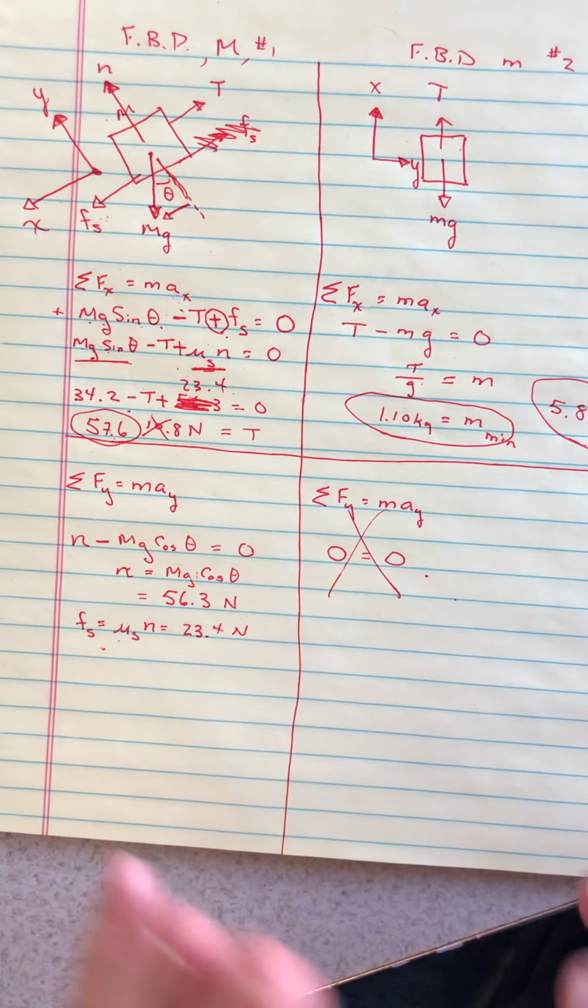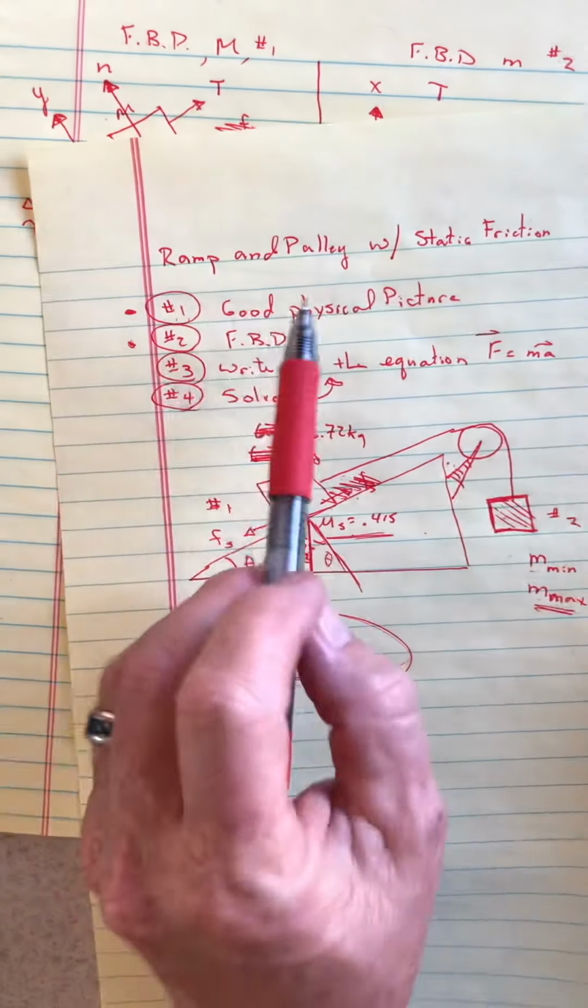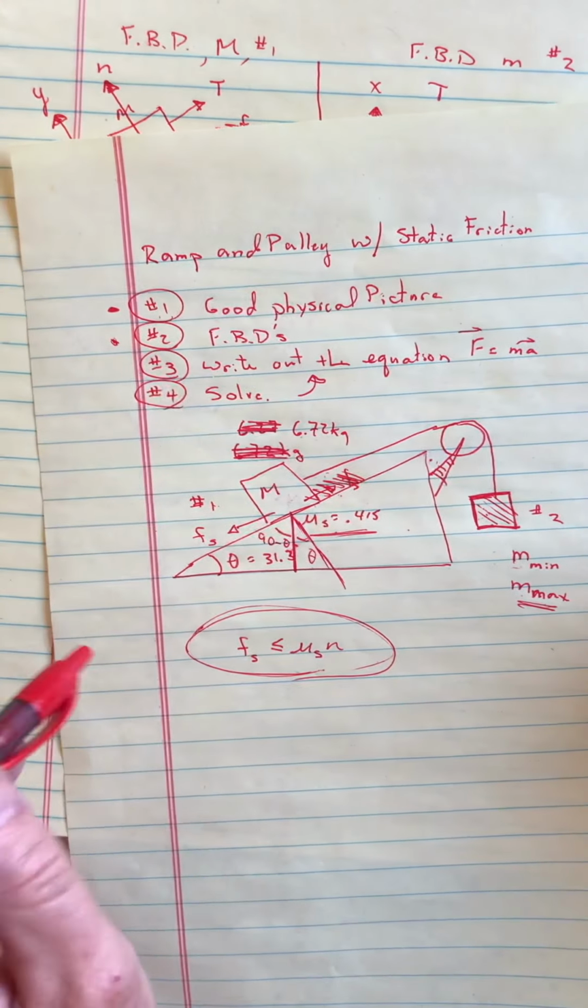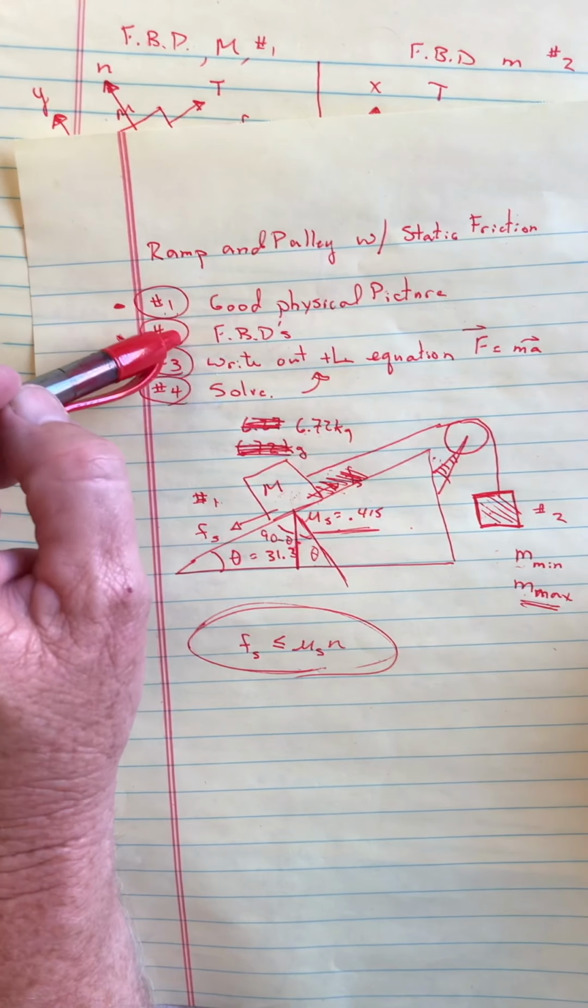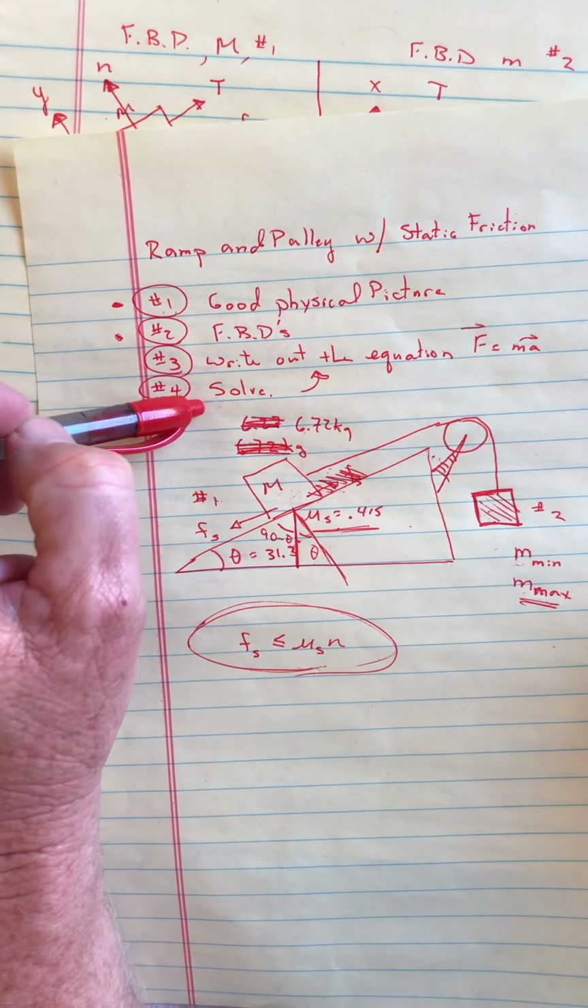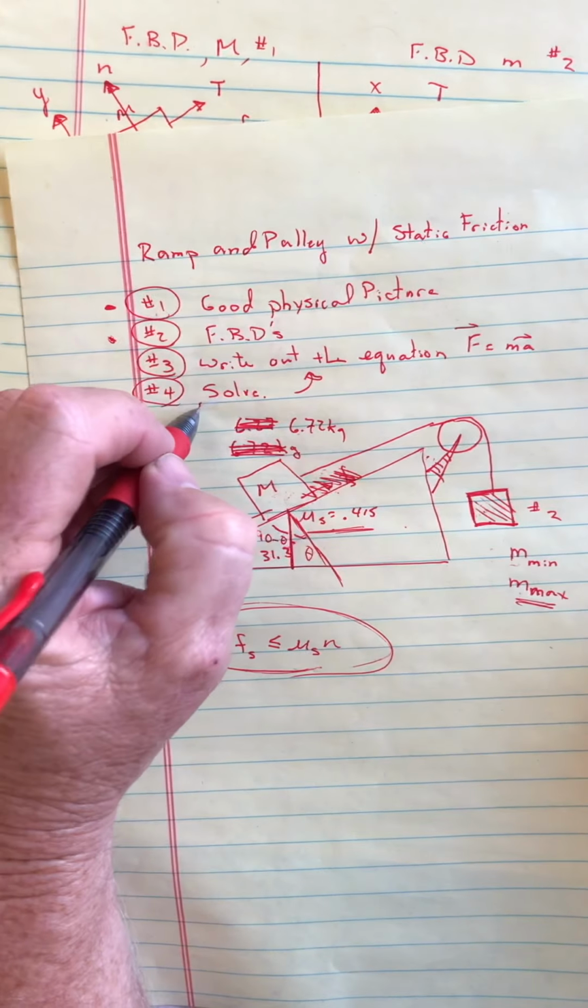The thinking was still the same. It's just the frictional force was different in direction. And again, that's what I argued back in the good physical picture. Again, that's why really this first step, if you do this first step right, it makes number 2 easy, which makes number 3 easy, which makes number 4 easy. Well, I shouldn't say easy. None of them are easy, especially some of the solving of them.